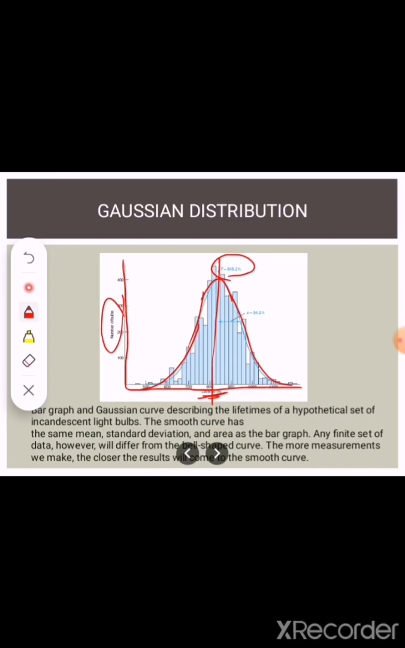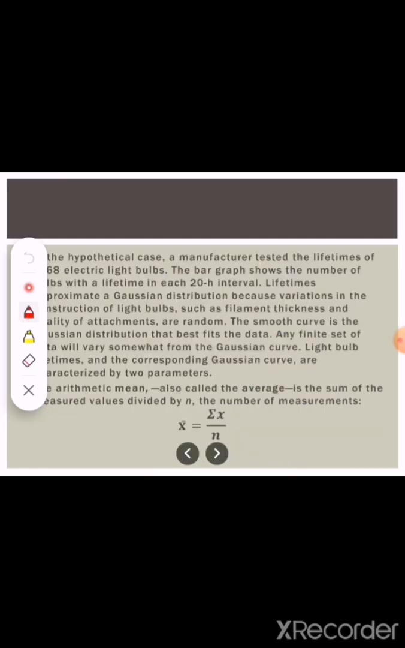And as it increases and as it decreases, lumalayo din siya dun sa mean natin, mas umuunti. So this is what we call a normally distributed na curve. This is an example of a Gaussian curve or a normal curve.